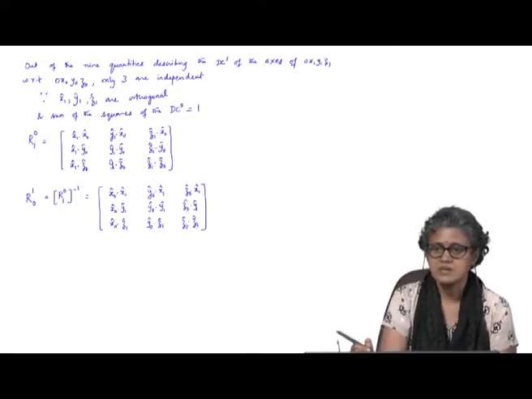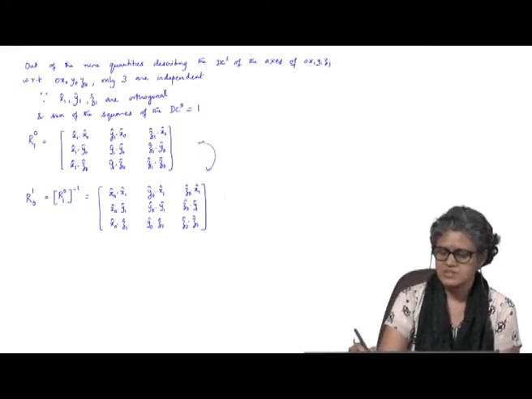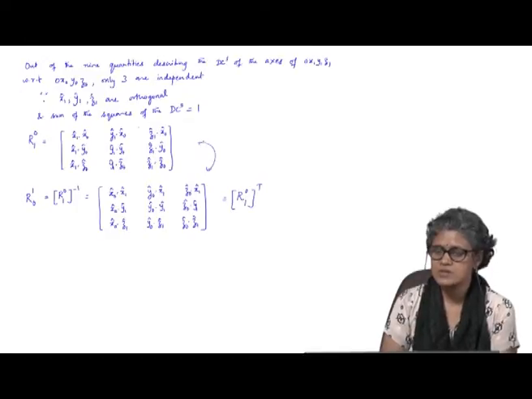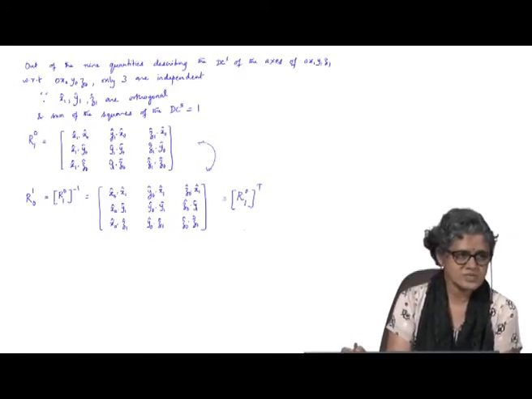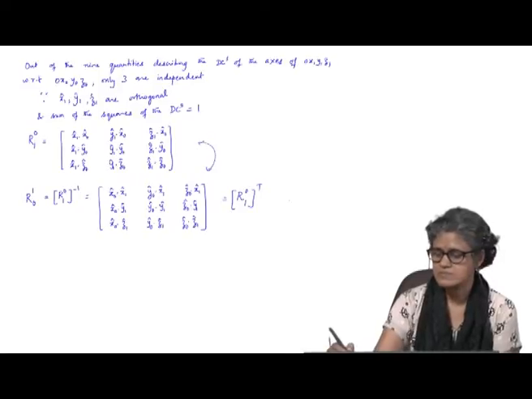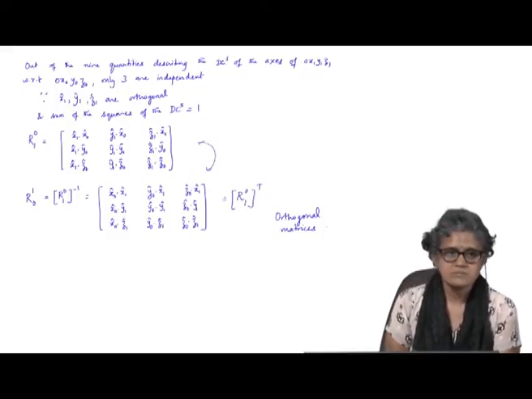Okay, this is the inverse of this, and if I look at these two, how are they related? This is nothing but the transpose of the original rotation matrix. So, such matrices where the inverse equals the transpose, they are called orthogonal matrices. So, the rotation matrices are orthogonal matrices.